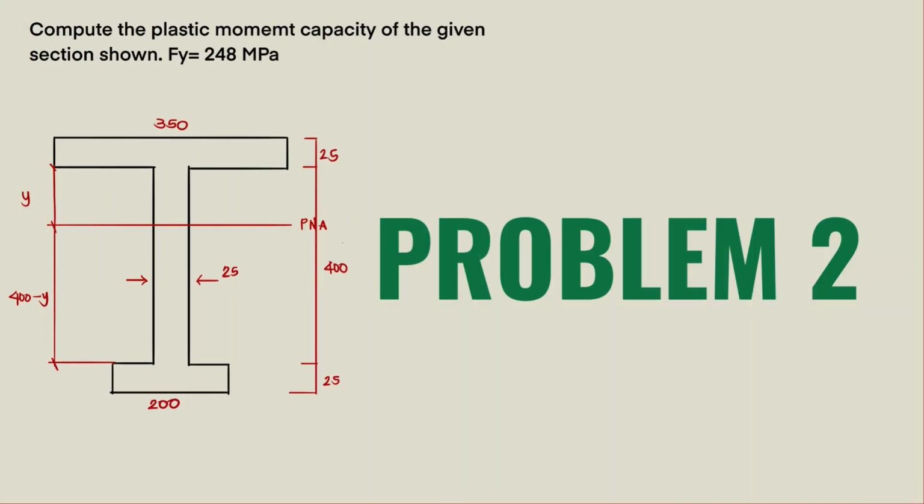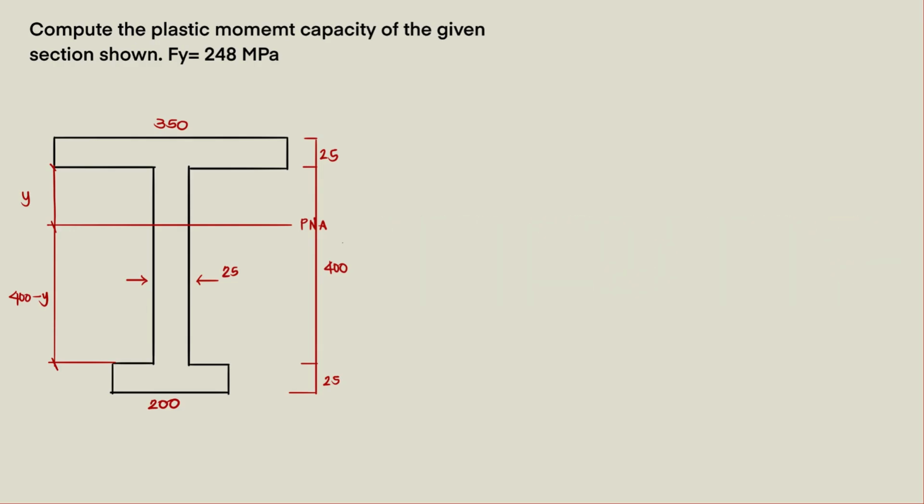So for problem number 2, let us consider this asymmetrical beam. Let's compute the plastic moment capacity of the given section with the value of Fy equal to 248 megapascal. For this example, we have a 350 by 25 flange above, and a 200 by 25 flange at the bottom. And we have a web with a thickness of 25, and the height is 400.